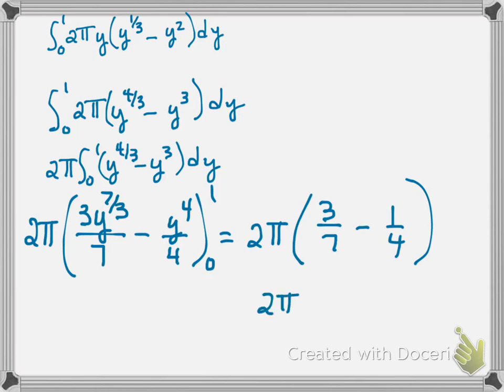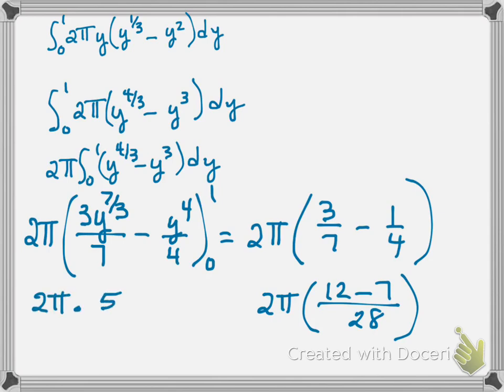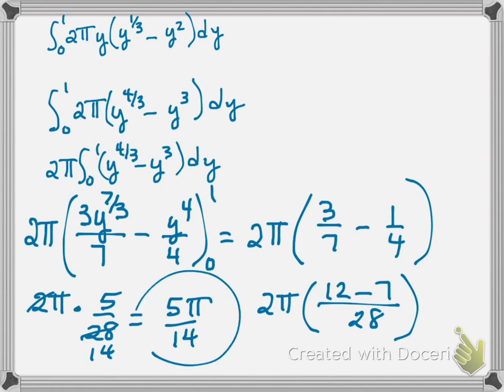So essentially, common denominator would be 28. So that's 12 minus 7. And 12 minus 7 is 5. So 2 pi times 5/28ths. 2 goes into 28 14 times. I end up with 5 pi over 14 as my volume. And that's all there is to that one.